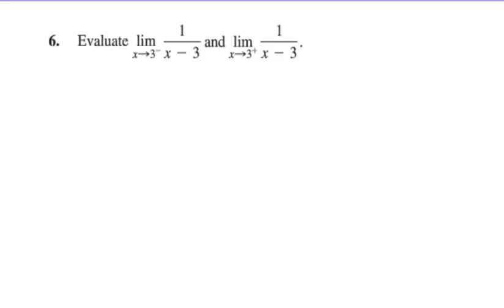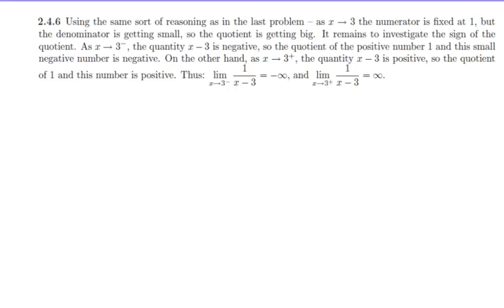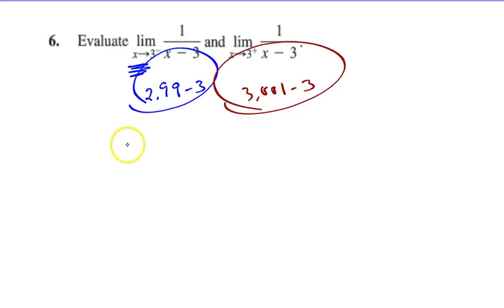You can pause the video and try these. Here I'd recommend you think about 2.99 minus 3 in the denominator. And then here you might be thinking about 3.001 in the denominator. And hopefully you'll get negative infinity and positive infinity.